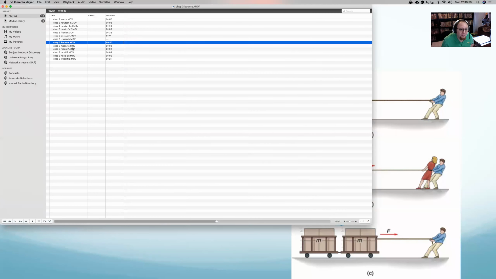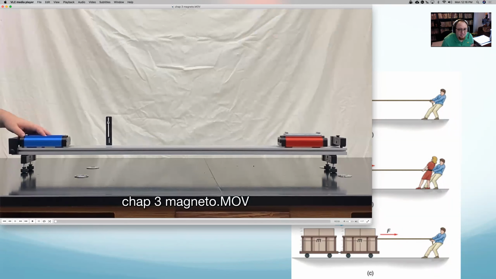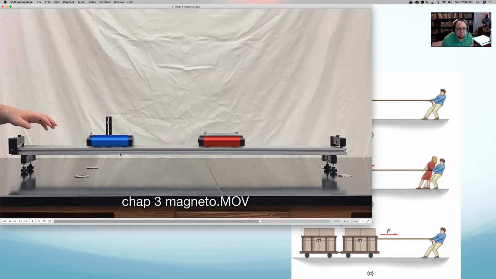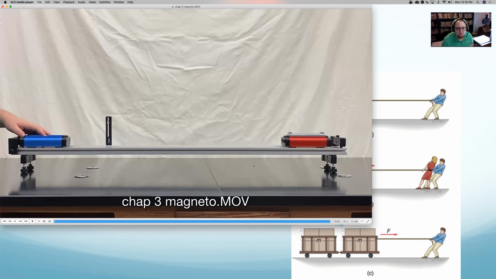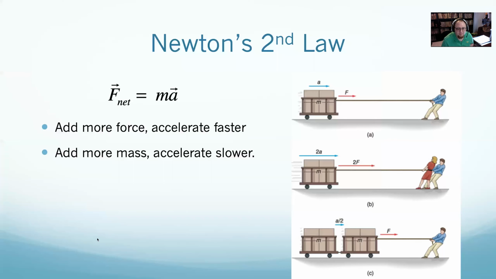If I go and make them so they have different mass, you can see that the acceleration isn't the same for both. This cart on the right has more mass, so it doesn't accelerate as much when they hit each other. Okay?